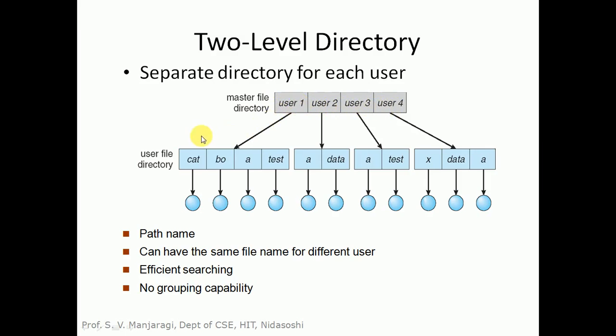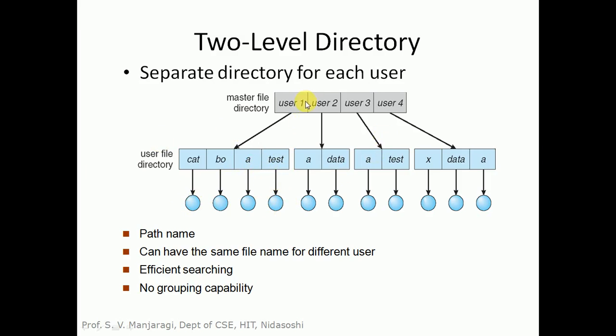User 1 will have this particular directory, user 2 will have a different directory file, and user 3 or user 4 will have their own different directories. So what is the benefit of a two level directory? For every user, a different directory file is maintained. It means two different users can have the same file names, which are stored in two different directories.